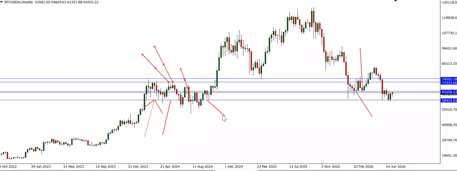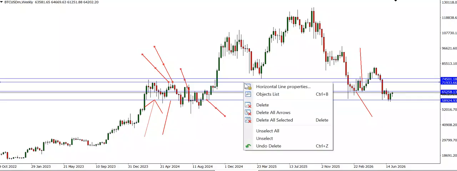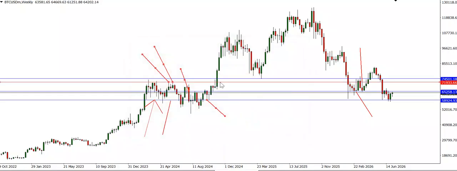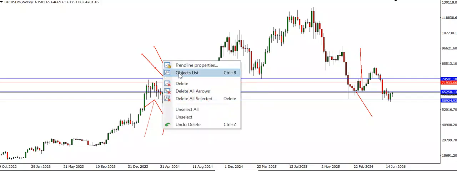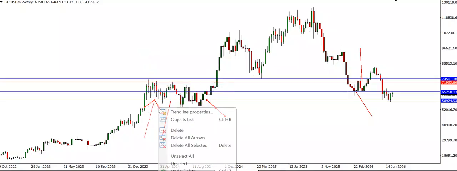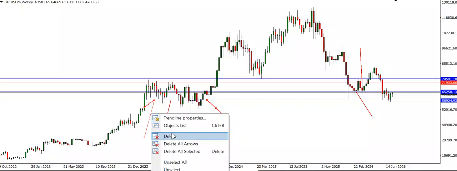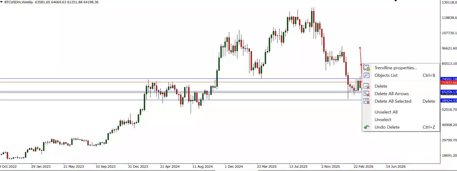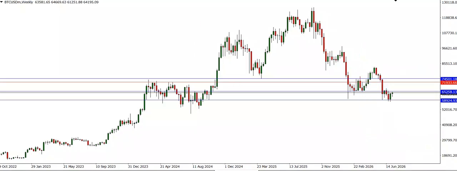for monthly. But let's change the color of the horizontal line for the weekly. Let's change it to red. Weekly is red. Monthly is blue. So those are the key levels for monthly and weekly. Okay, I'm trying to remove the trend lines not to confuse or make the chart messy.